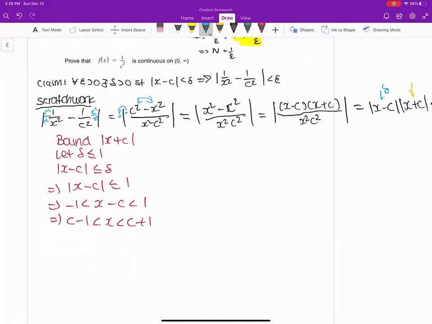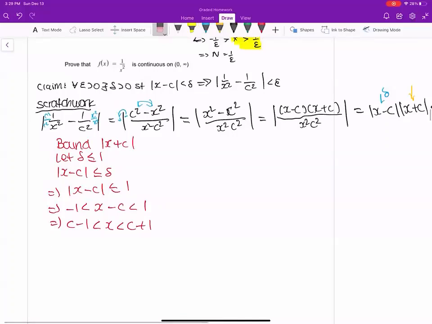We want to compute the max of this because it's a bounding, right? So we calculate the max of c minus 1 and c plus 1. Notice that for some values, c minus 1 is greater if c is negative, and for some values, c plus 1 is greater. So the perfect way to get a bound for this would be to take absolute value of c plus 1. So we can choose the bound as absolute value of c plus 1. Let's just highlight this so we remember. This is our bounding for x plus c. But now we still need to bound 1 over x squared.